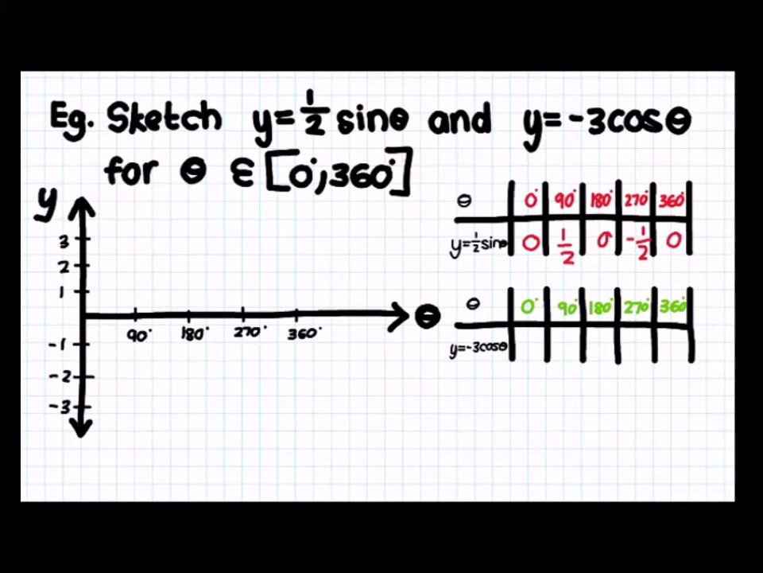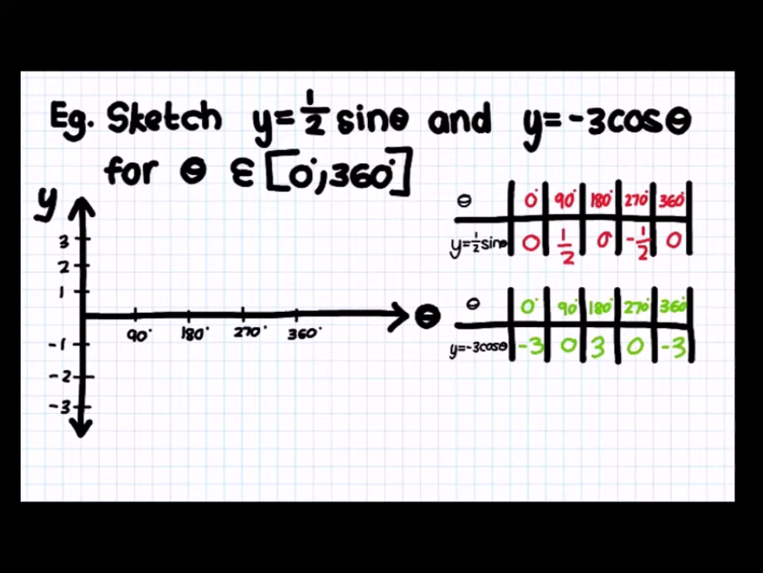We do the same thing with the cos graph, so we plug in values of theta into y equals minus 3 cos theta. For 0 theta, we get minus 3. For 90, we get 0. For 180, we get 3. 270, we get 0. And 360, we get minus 3. Okay, so those are the values that we plugged in. We've got our points now.